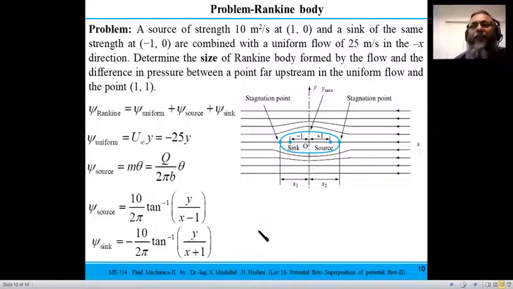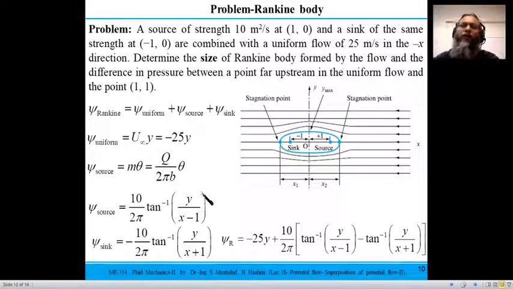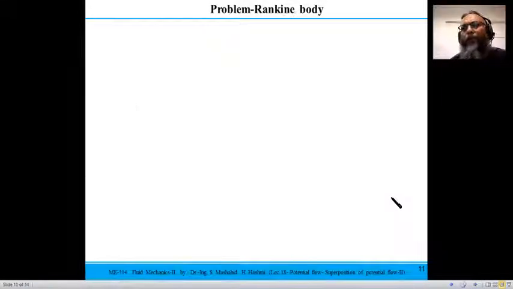Similarly, I can work out the expression for the sink. The source is positive, so the sink is negative, and again it is not at the origin, but somewhere off the origin. So that would be the corresponding stream function for the sink. So the function for this Rankine body would be the summation of the uniform flow, the source flow, and the sink flow combined together to get the corresponding stream function for the Rankine body.